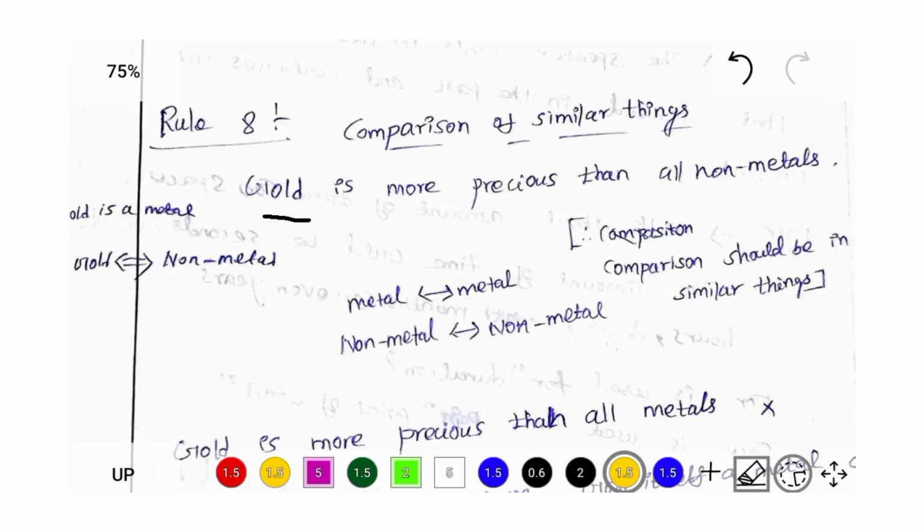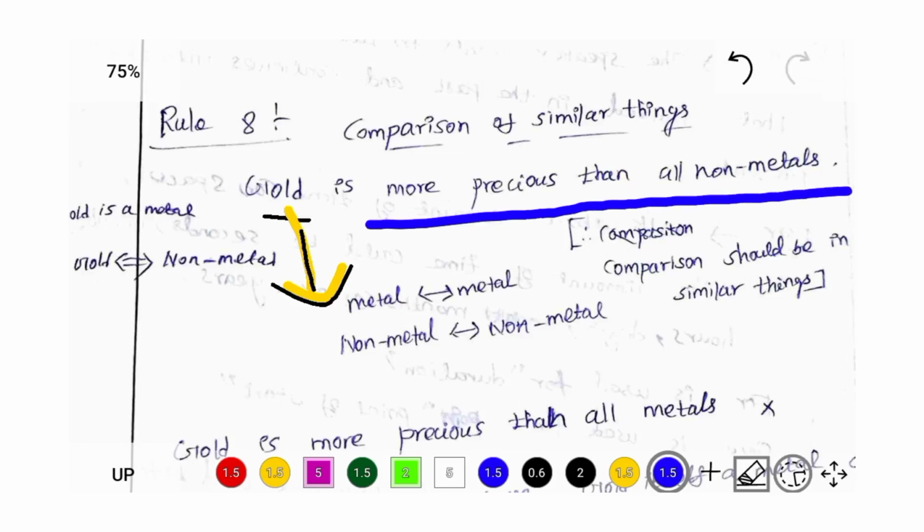This sentence is wrong. Why? Because gold is a metal having both non-metal and metal properties. In this sentence, gold is more precious than all non-metals, which means gold is compared with gold. It is wrong. How to rewrite the sentence?